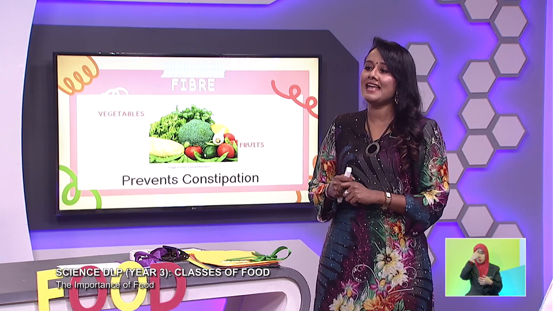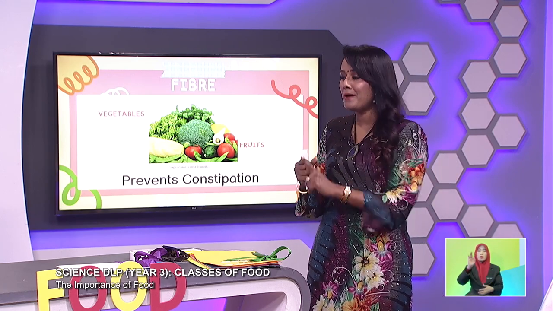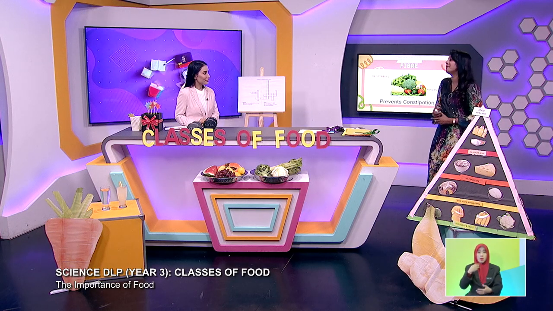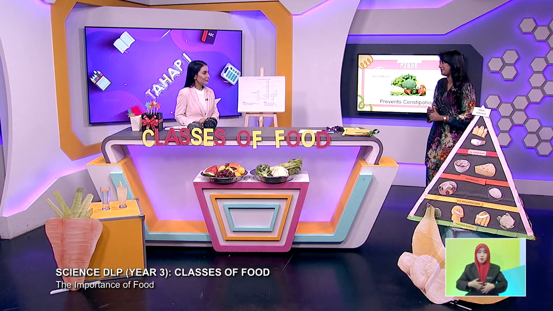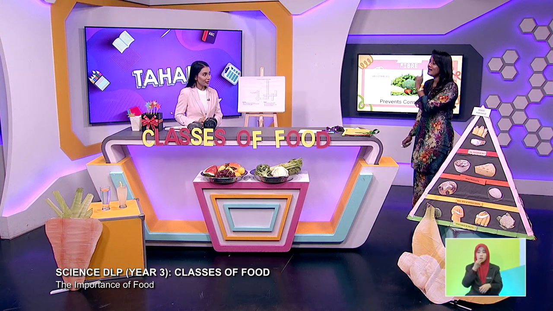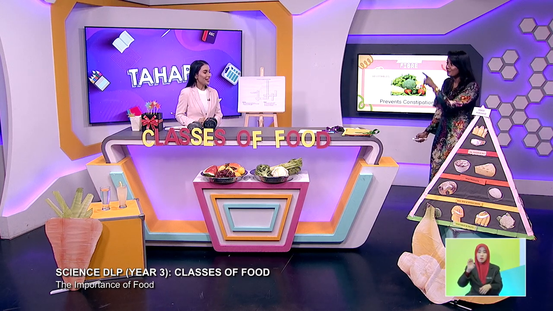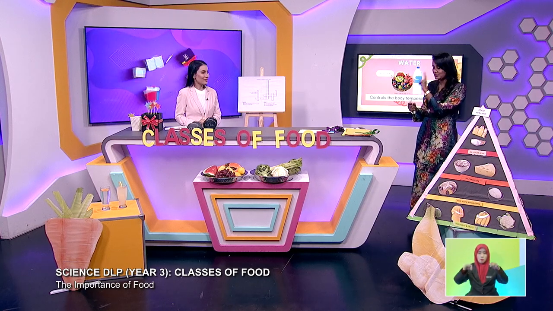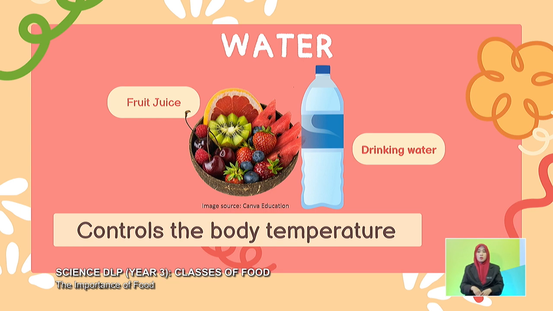Okay, next is fiber. Fiber prevents constipation. Oh, this is good. Yes. So those who have a problem with constipation can have fiber, such as fruit and vegetables. And water, teacher, right? Yeah, exactly. Water as well. Water is important. As you say, yes, it can solve our constipation.